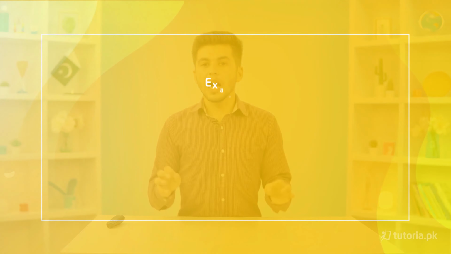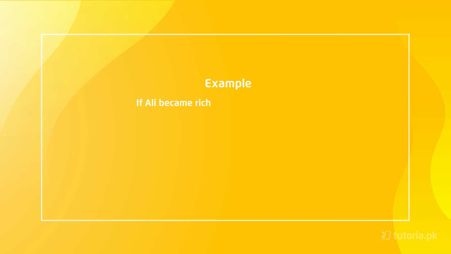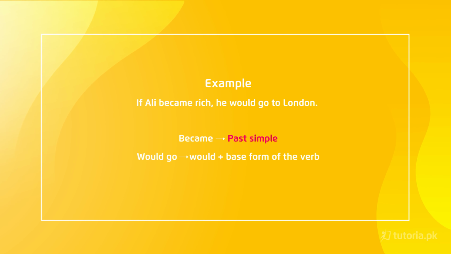Look at these example sentences. If Ali became rich, he would go to London. Here you can easily put the structure over here: if Ali became is the past simple verb, and in the main clause, he would go to London. He is the subject, would is there, plus the base form go.